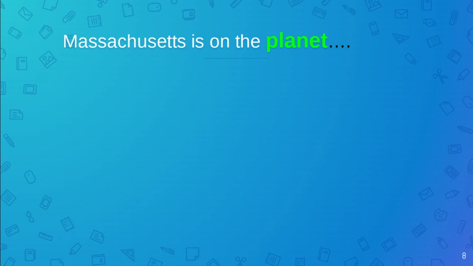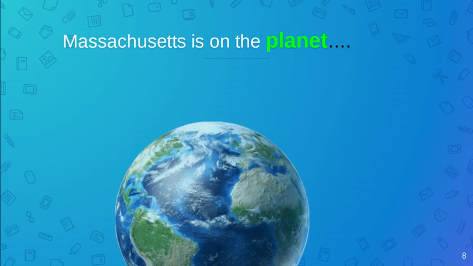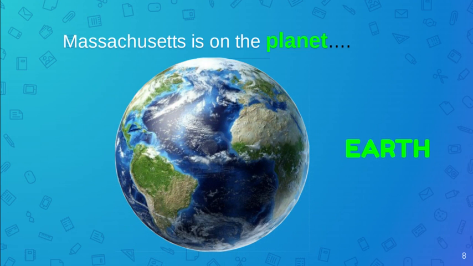So Massachusetts is located on the planet of, see if you can come up with that answer in your head. What planet do we live on? I'm sure most of you got that right. We live on planet Earth. Excellent.